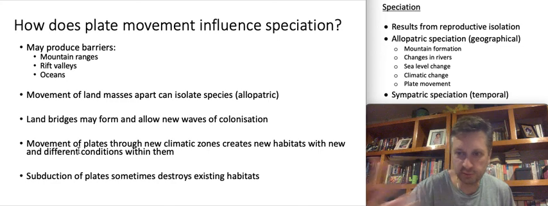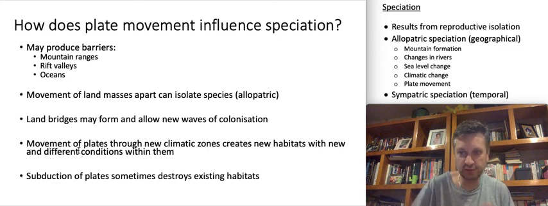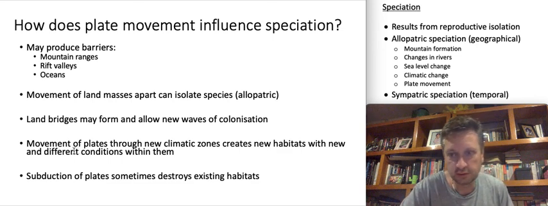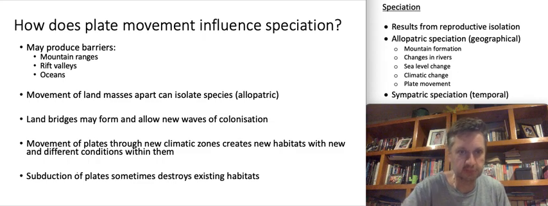Okay, I'll leave you to come up with your own version of that. I don't think I've explained it very well there, but you can consider a bit more clearly how plate movement or continental drift can affect speciation. We can discuss that in the class.